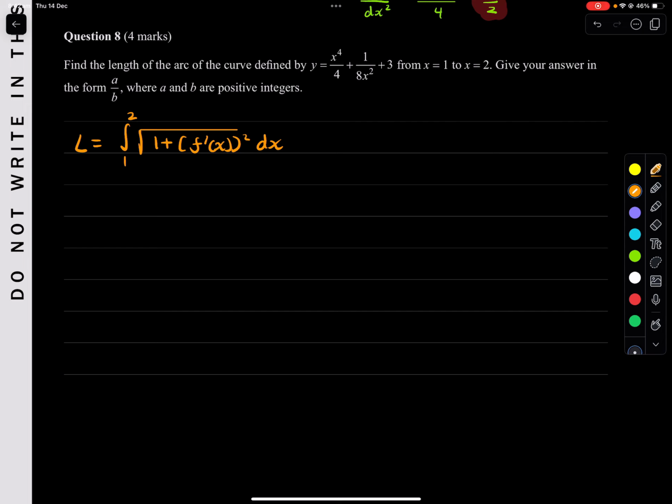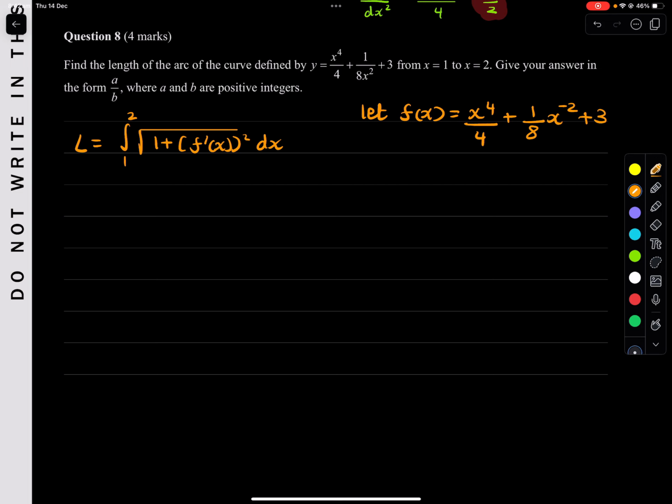So in this case, I'm going to write let f of x be this equation. Remember, it's in terms of y, so be careful. You want to let it be 4 over 4 plus 1 over... actually, what I can do is write this as 1 over 8 x to the negative 2, and plus 3. All right, this is a very long 4 marker.